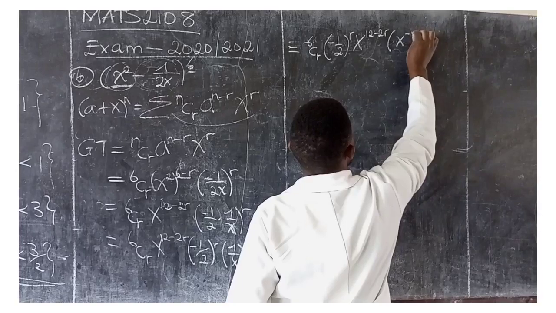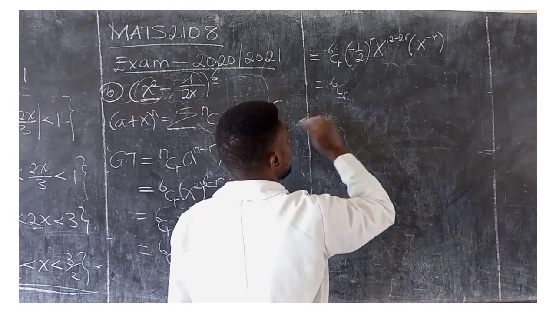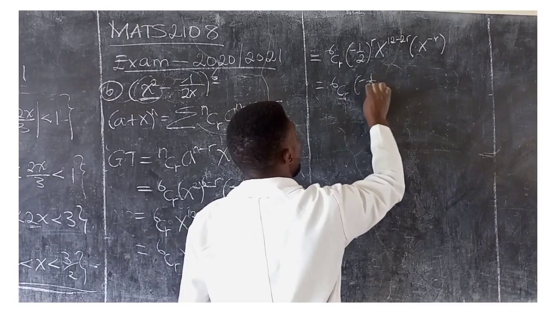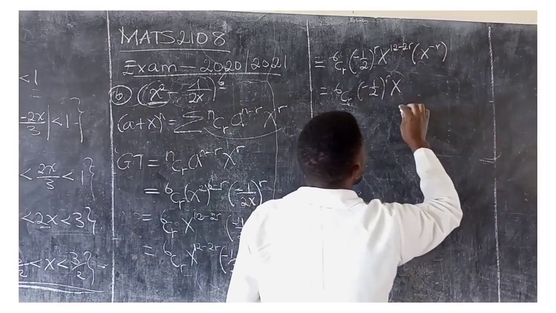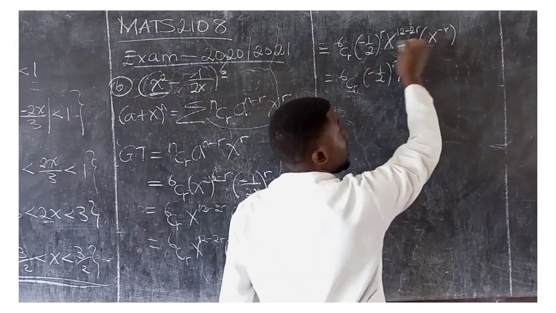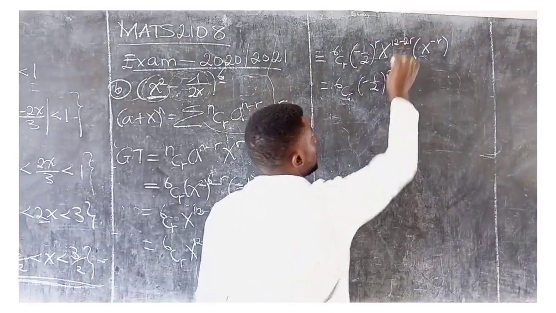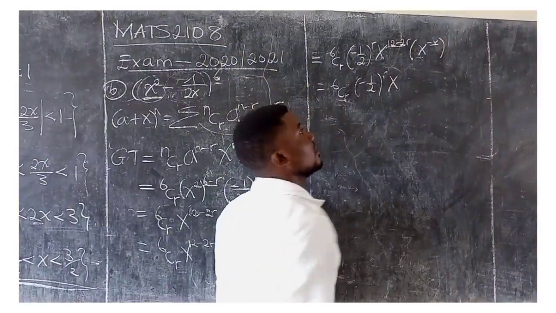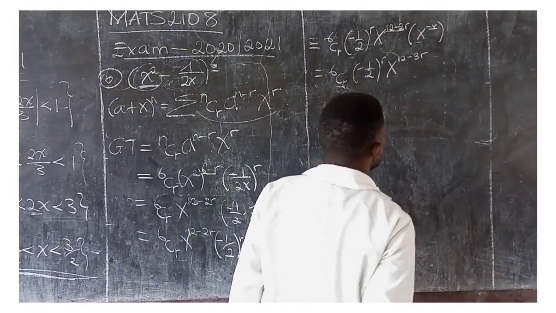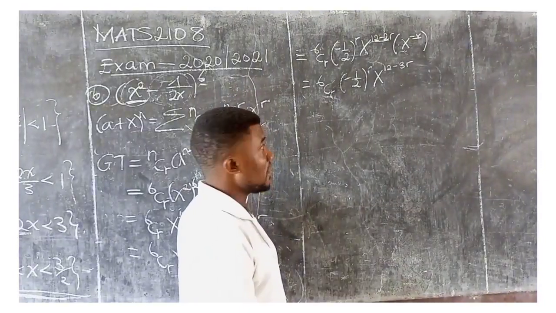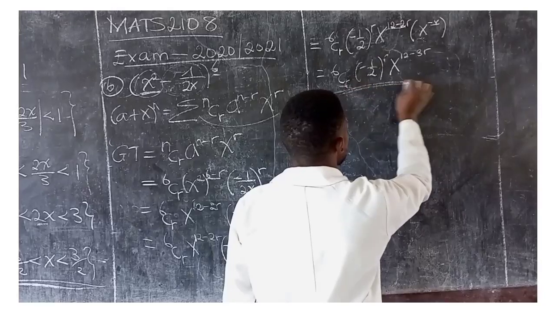x to the power negative r, which is equal to 6 combination r, negative half to the power r, x to the power... since we are multiplying two numbers having the same base, we add their powers. So we are adding this and this. It gives us 12 minus 3r. This is the simplified general term in the binomial expansion of that binomial.